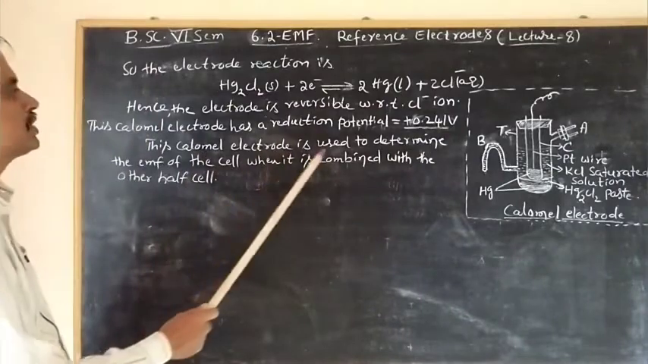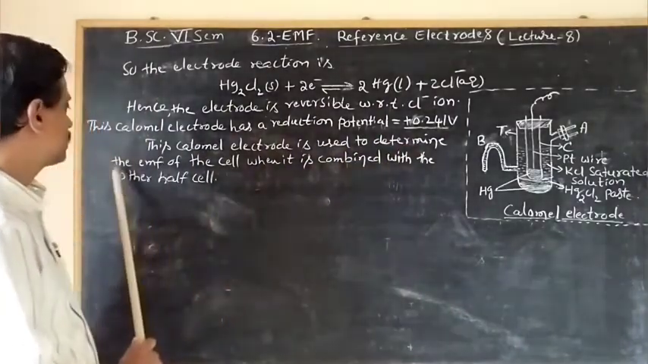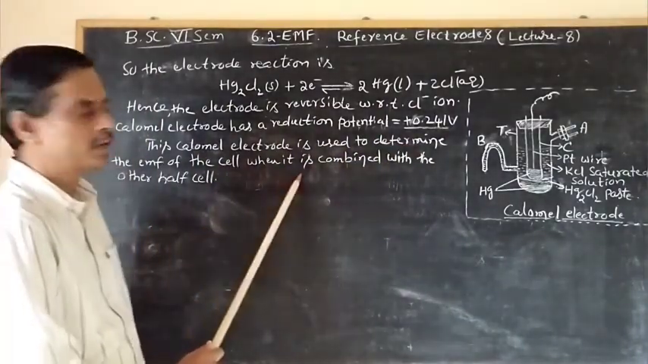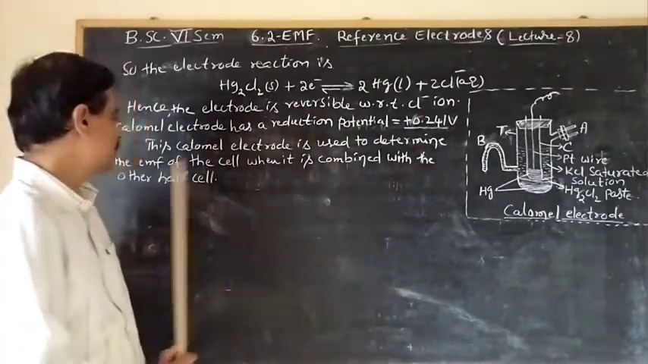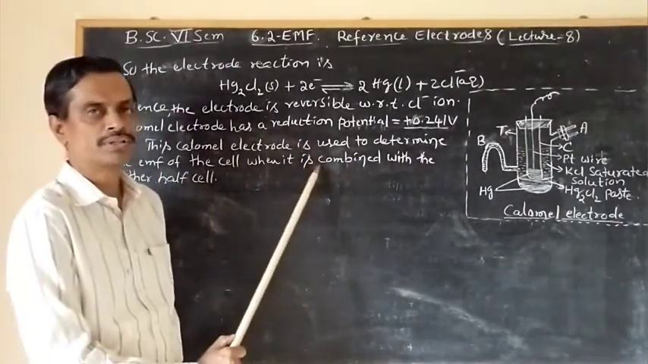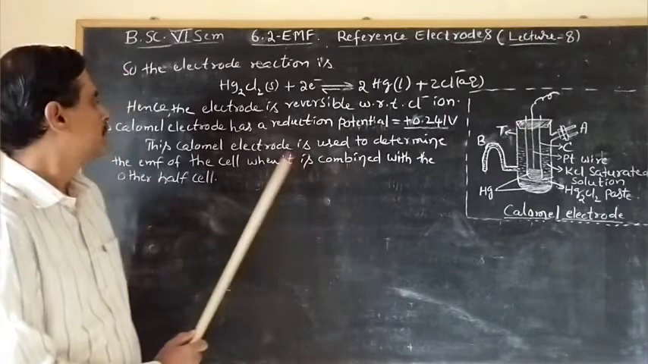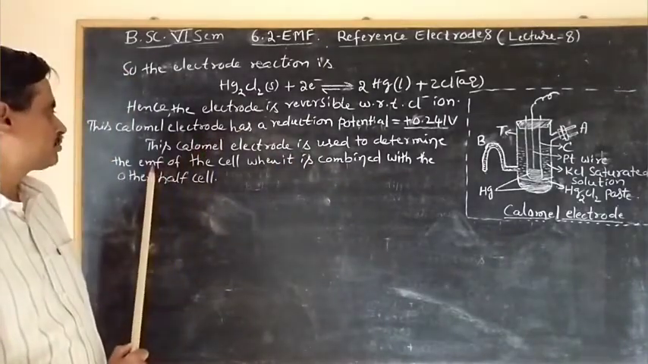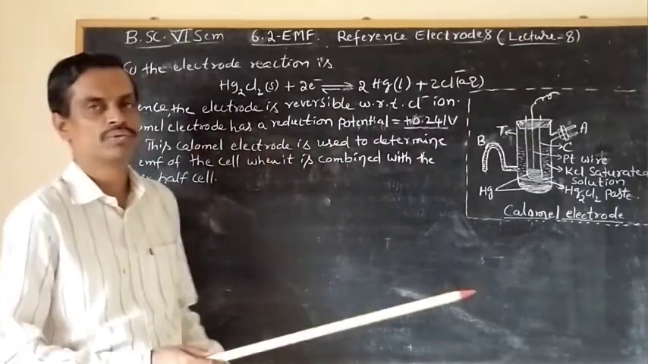This calomel electrode is used to determine the EMF of the cell when it is combined with the other half cell. That means when it is combined with the other half cell, we can make use of this calculation of EMF by using this calomel electrode.